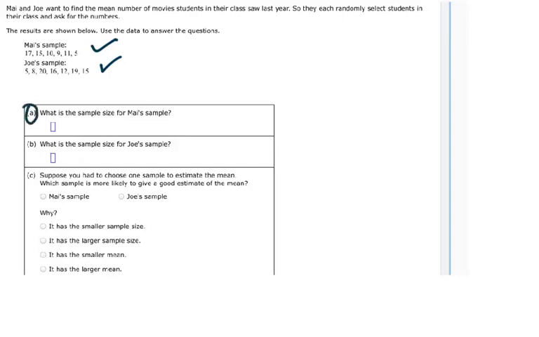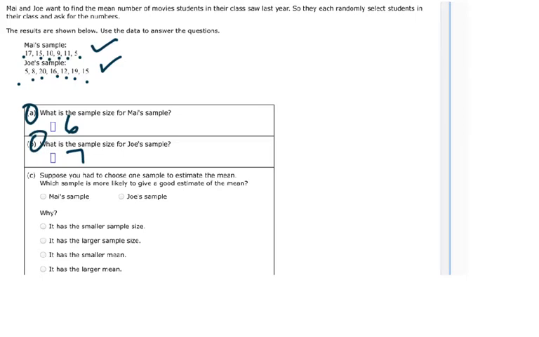Letter A. What is the sample size for Mia's sample? Or May's, I'm not sure how to say that. Anyhow, the sample size is how many pieces of data. 17 is 1, 15 is 2, 10 is 3, 9 is 4, 11 is 5, and 5 is 6. So 6 is the sample size. Just how many pieces of data. Joe had 5, 8, 20, 16, 12, 19, and 15. 1, 2, 3, 4, 5, 6, 7. Joe has 7. So that's A and B.